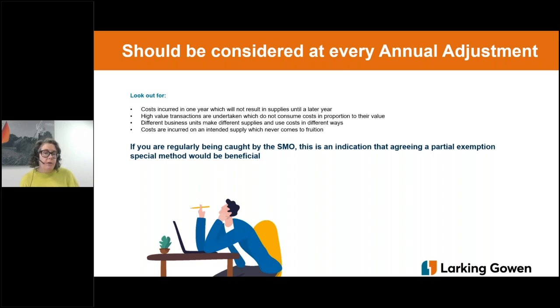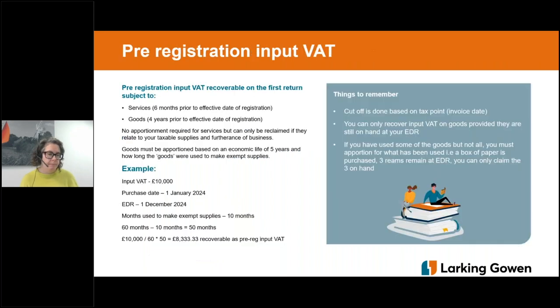If you find that when you're doing your annual adjustment and you're looking at your standard method override, you are regularly having to make an adjustment for the SMO because you're tripping into that substantial difference, that is a strong indication that you need to agree a partial exemption special method with HM Revenue and Customs, because the standard method is just breaking down for you and not really working.